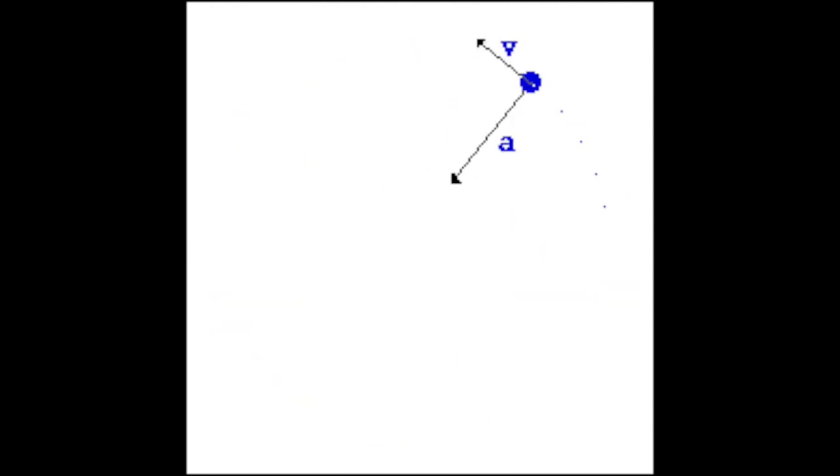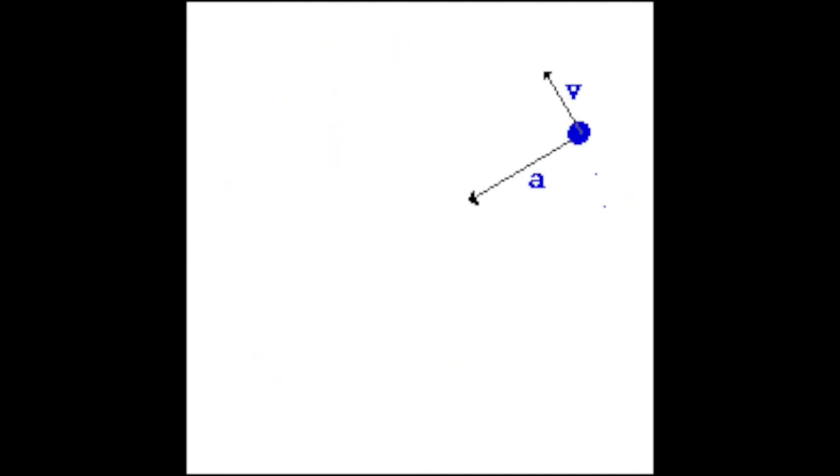The reason being is that we know net force equals ma. Acceleration is going to point in the direction of the net force, and since the net force for uniform circular motion is a centripetal force, the acceleration and the force are going to point towards the center.